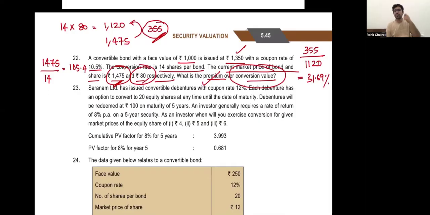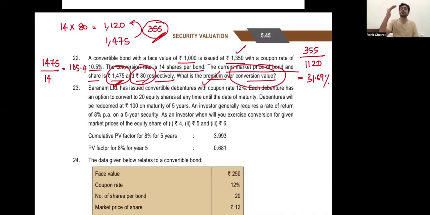Because you paid 1,475 to buy this bond, and this 1,475 will fetch you 14 equity shares, you have implicitly paid 105.4 per share. The current market price of the share is 80. So if this market price crosses 105.4, then you will actually be at a gain. It is at that point that you start enjoying a gain.